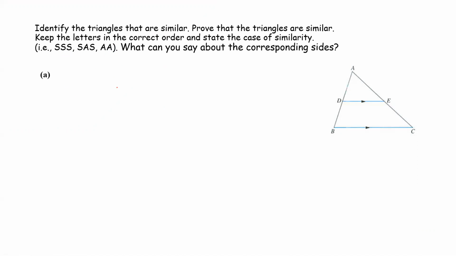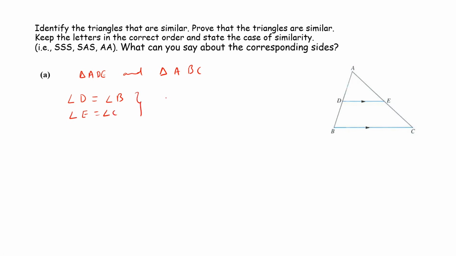So how do we prove that the two triangles are similar? In this case, the identifying part will be triangle ADE and triangle ABC. Now, in these two triangles, angle D will be equal to angle B and angle E will be equal to angle C.